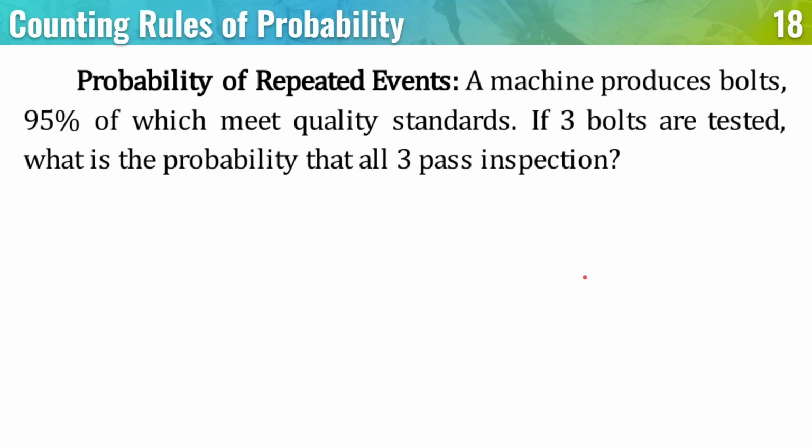A machine produces bolts, 95% of which meet quality standards. If 3 bolts are tested, what is the probability that all 3 pass inspection? So when we have the counting rules of probability, it is the number of events over the number of possibilities.